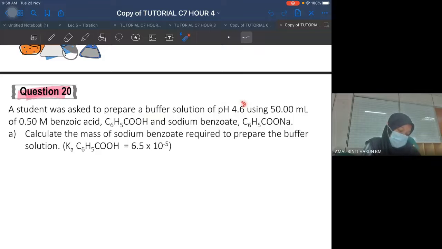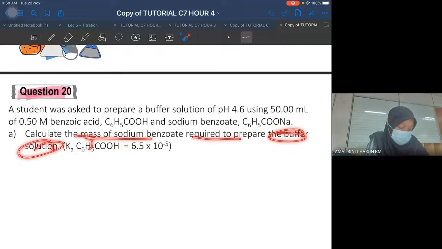This means we can expect that this buffer is an acidic buffer because the pH is 4.6. Then, by using 50 ml of benzoic acid and the sodium benzoate, so this is the conjugate base. Calculate the mass of sodium benzoate required to prepare the buffer solution. And then you are given the Ka.